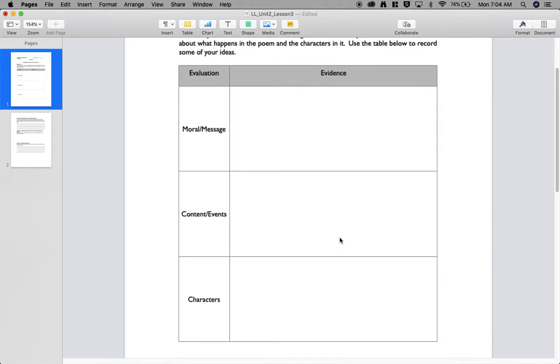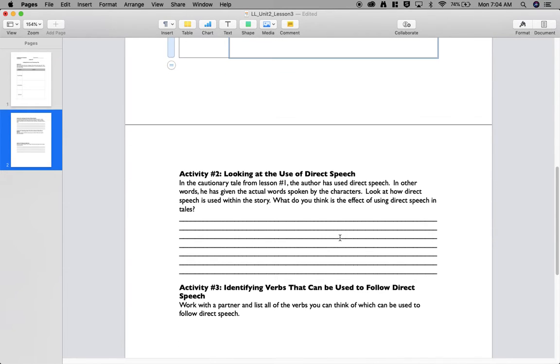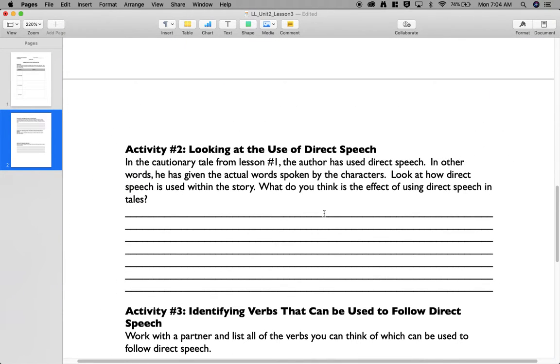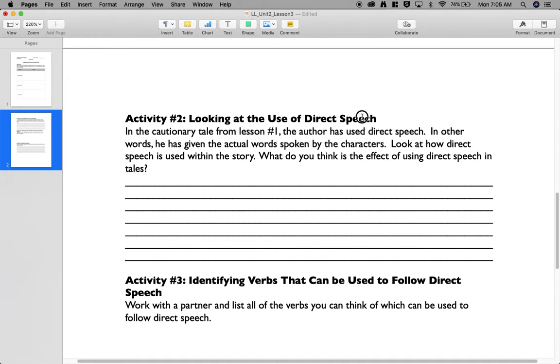Okay, let's move on to activity 2. Looking at the use of direct speech. In the cautionary tale from Lesson 1, the author has used direct speech. What is direct speech? In other words, he has given the actual words spoken by the characters. Look at how each speech is used within the story. And we're going to go to Lesson 1 pretty soon. What do you think is the effect of using direct speech?